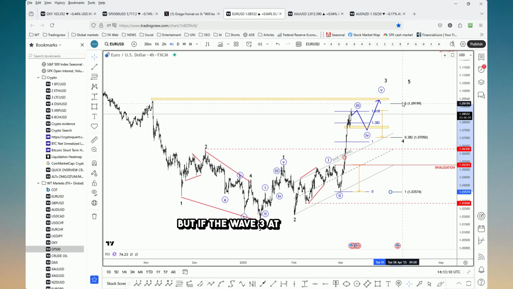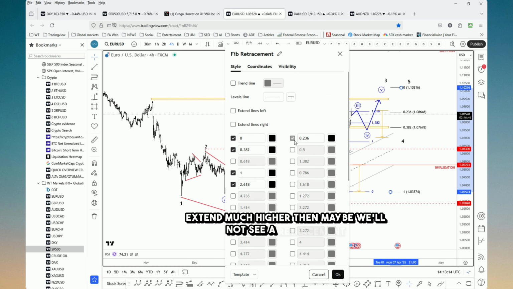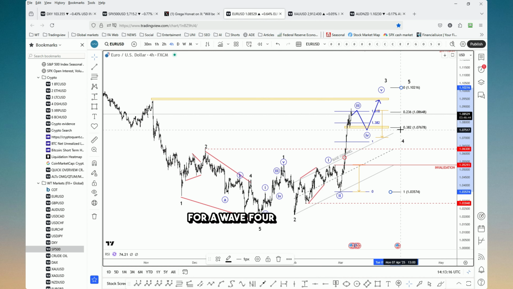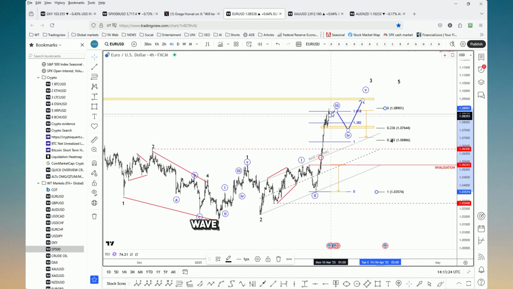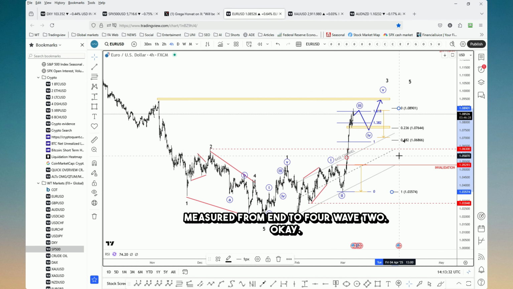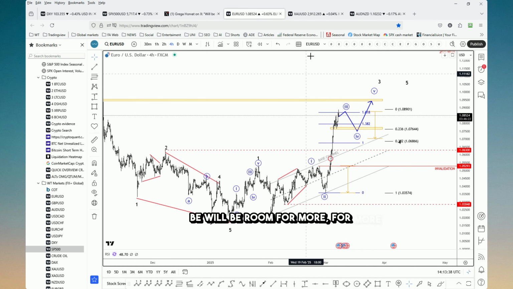But if the wave 3, the current one, extends much higher, then maybe we'll not see a retracement for a wave 4 going back into the 38.2%, but maybe the 23.6 could be much more appropriate. That's usually the case when you have wave 3 very extended, even more than 161.8% of wave 1 measured from the end of wave 2. So after the next pullbacks, I think there will be room for more upside.